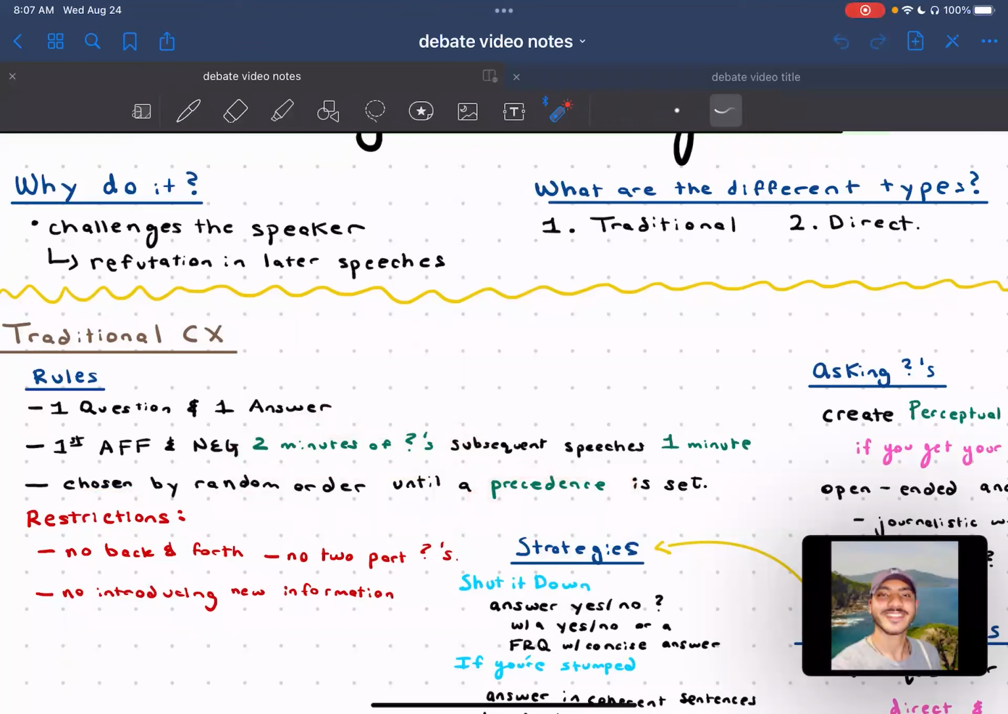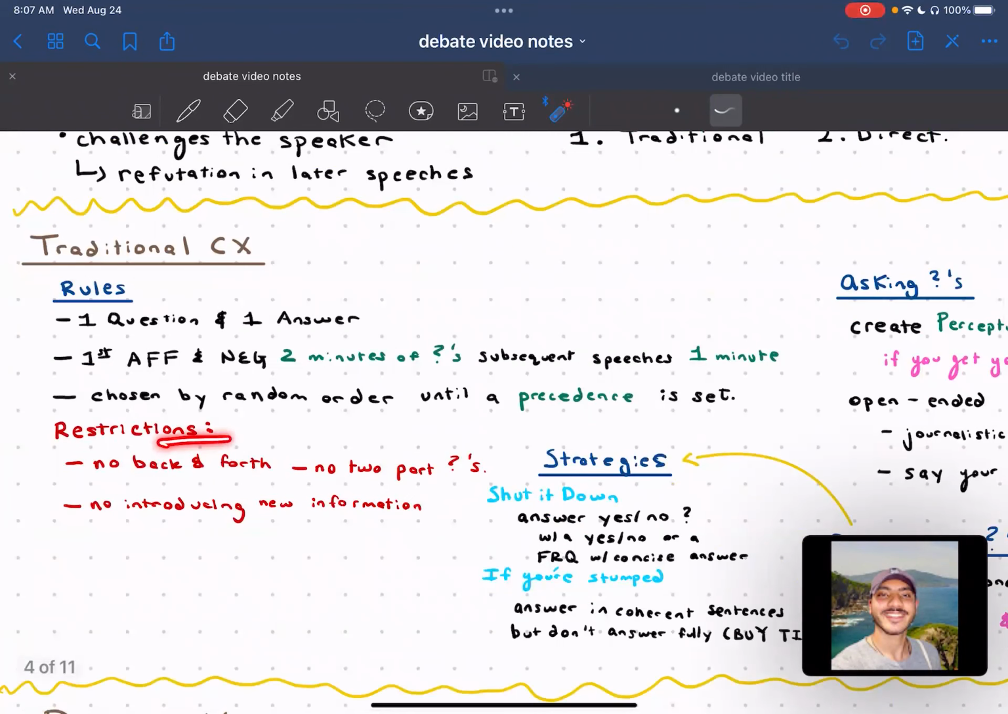Finally, this traditional questioning is chosen by a random order until a precedence is set. And precedence is just the number of questions that an individual asks or that a representative asks in a round. And usually priority is given to those who have the highest precedence, meaning that they have the lowest number of questions. The same system is also applied for when we're looking towards giving speeches as well.